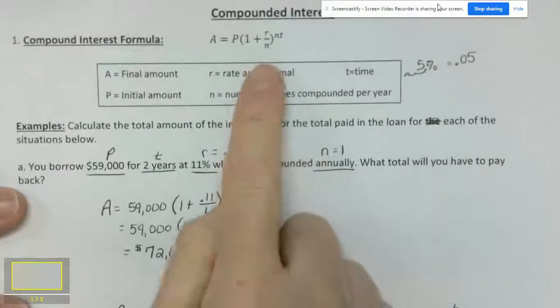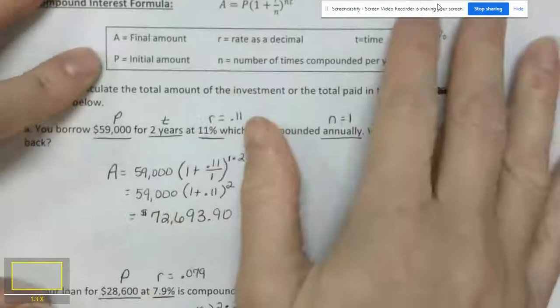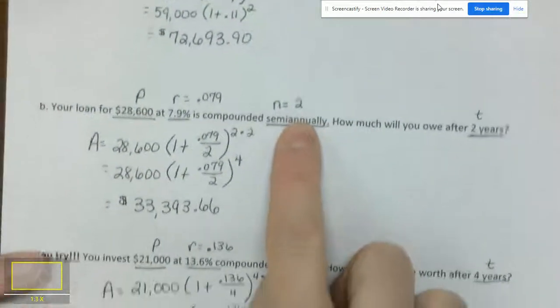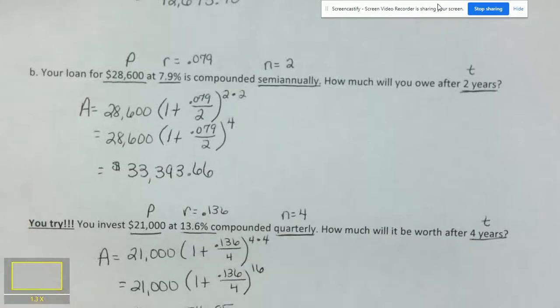All right, guys. The key to remember to use this formula, I just want to point it out to you one more time. The key to remember to use this formula is if it says compounded annually, compounded semi-annually, compounded quarterly, compounded monthly, something like that, okay? As always, if you have questions, let me know.